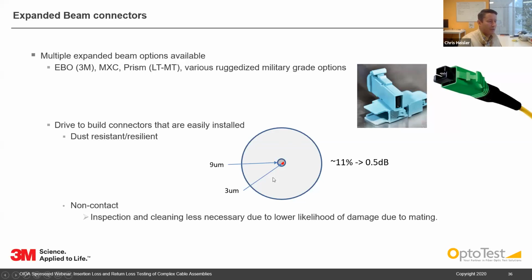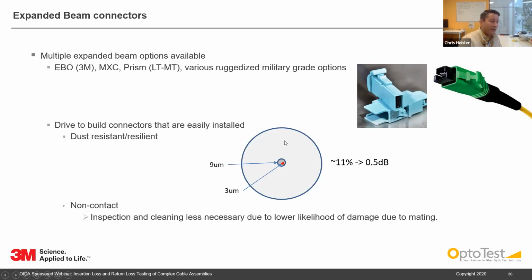So in this graphic to the right here, you see that we have a 3-micron speck of dust on a single mode fiber. So this is a 9-micron single mode fiber. This 3-micron speck of dust has some coverage over this fiber. It impedes the light coming out of the fiber, and it gives you roughly an 11% coverage over that fiber, which produces about a 0.5 dB insertion loss.